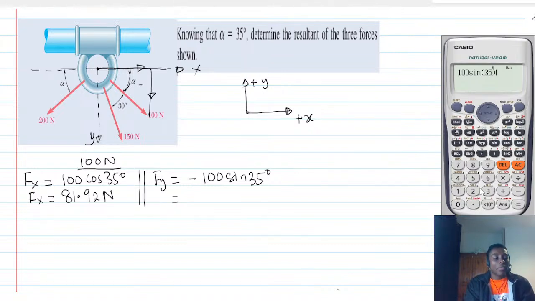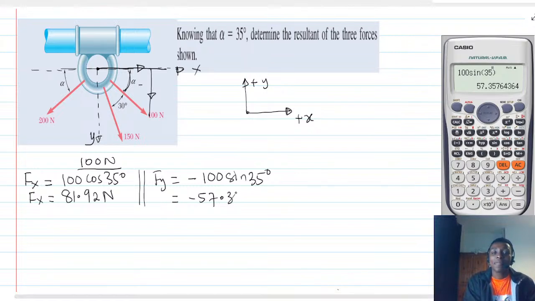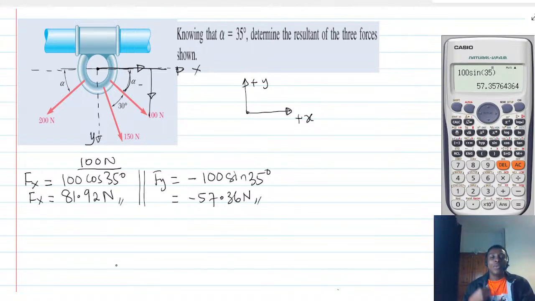So 100 sine 35. Okay. And what do we get? So the answer is 57.35. So minus 57 point what? Okay, let's say 57.36. So we've been able to calculate Fx and Fy for the 100 Newton force. Is that right?